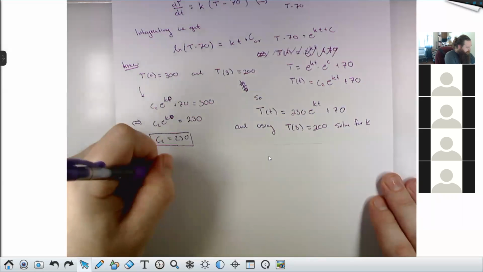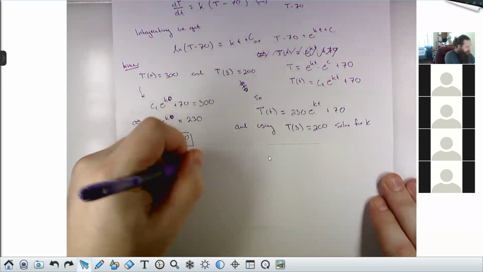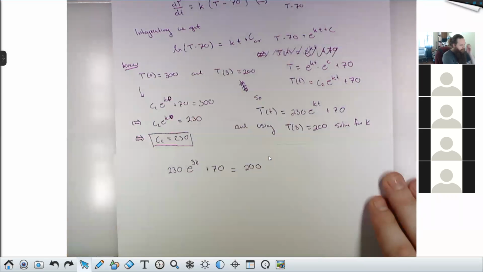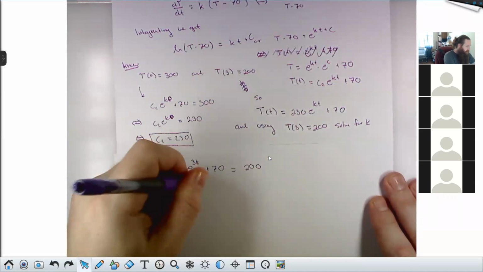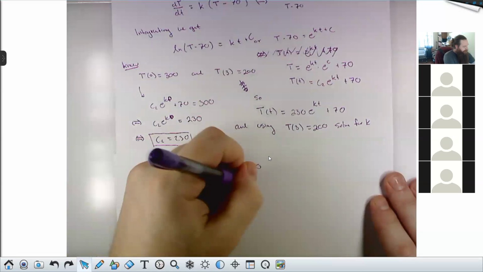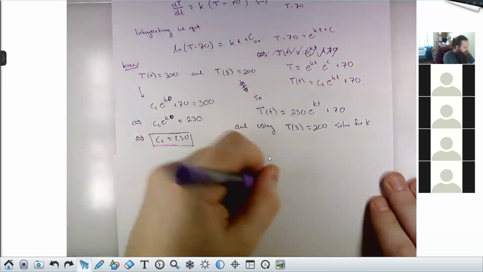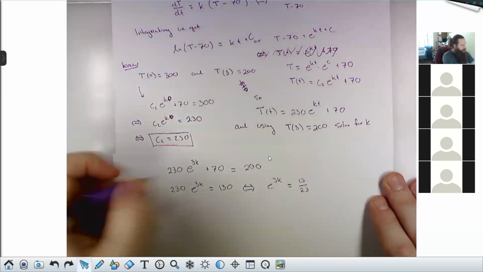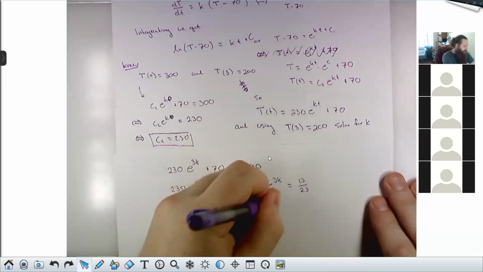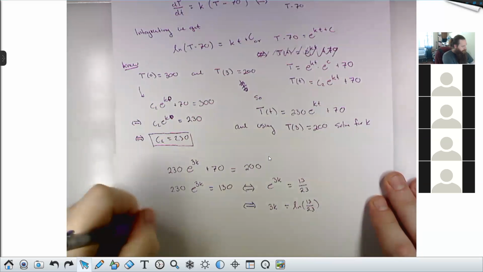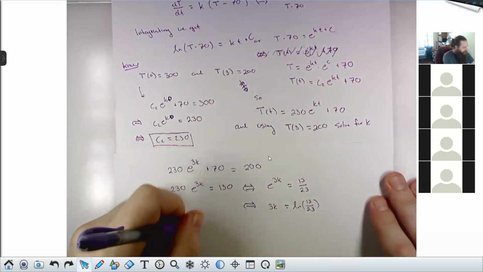So T of 3 is 230 times e to the k times 3, or e to the 3k plus 70. That is T of 3, and that should be equal to 200. So I have now an equation I can solve for k. If I subtract 70 from both sides, I get 230 e to the 3k is equal to 130. Divide both sides by 230, you get e to the 3k is equal to 13/23, which means take natural logs of both sides, you get 3k is equal to the natural log of 13/23. So k is 1/3 ln 13/23.